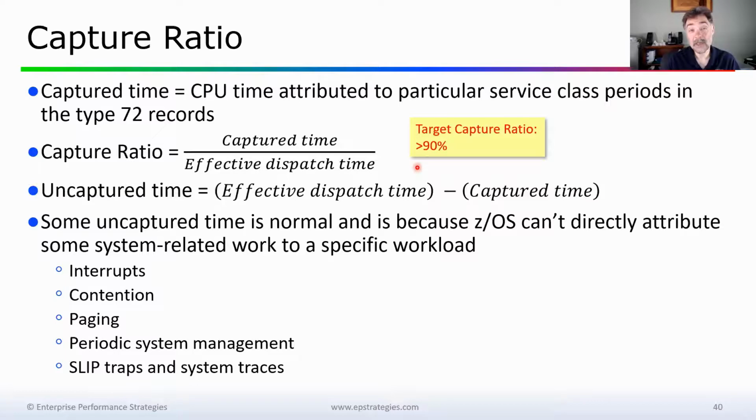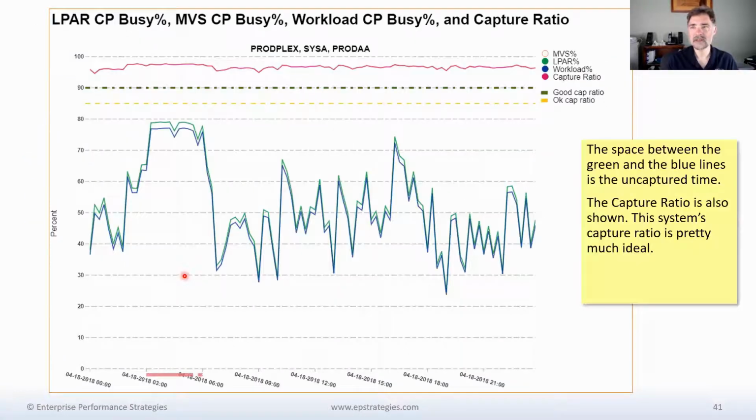But note that some uncaptured time is always normal, and you're always going to have some uncaptured time because z/OS can't directly attribute some system-related work to specific workloads. This is just an example of how we show that. You can see in this particular case, this system PROD AA has a pretty much ideal capture ratio of almost always above 95%. That's great.